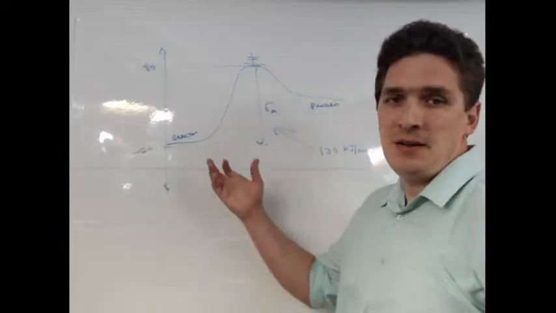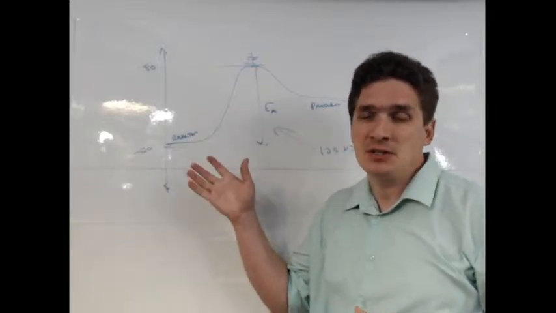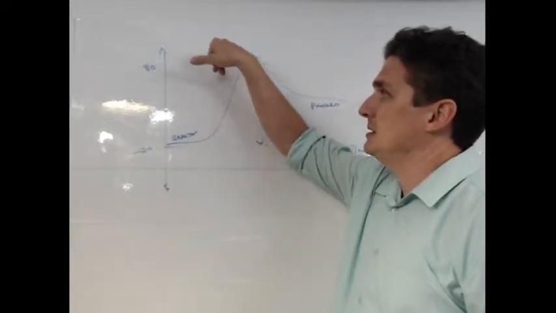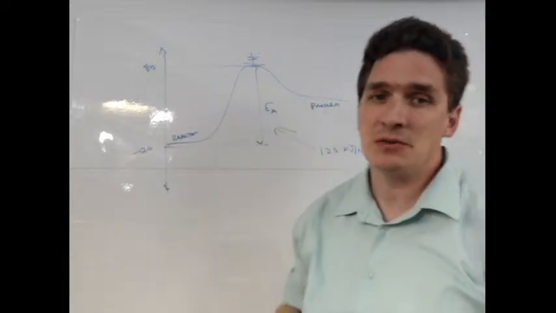So to find the Ea from a plot of energy versus reaction coordinate, it's just the energy of the transition state minus the energy of the reactant.